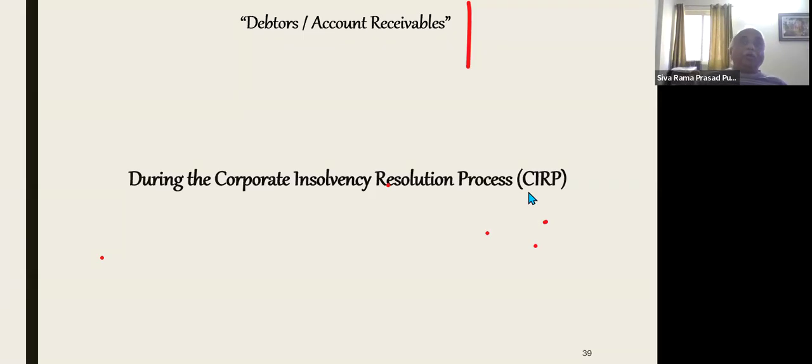During CIRP, how to handle the debtors? Okay. Why I have given a detailed discussion on debtors means you have to handle the debtors properly. Finally, how to handle these debtors during CIRP? First, we should know what is meant by accounts receivable, what are the debts, what is the process that is adopted by the corporate debtor. Then, how to handle these accounts receivable or debts during CIRP.